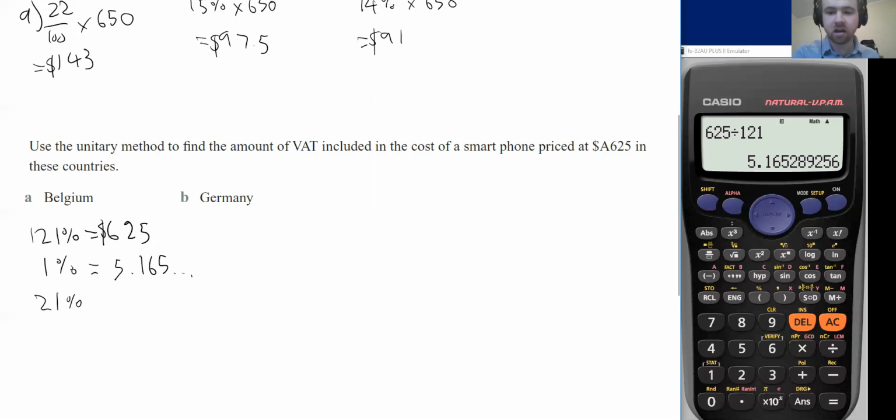So I'm not rounding it. I just get answer times 21. And then we get our answer. We can round off to the nearest cent now. So 21% is going to be $108.47. Okay, so we divide to get 1% and then multiply to get whatever percentage we're trying to find. In this case, we're trying to find what 21% was. Okay, part B, that was part A.